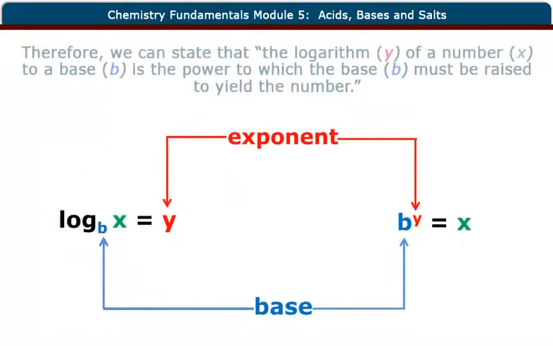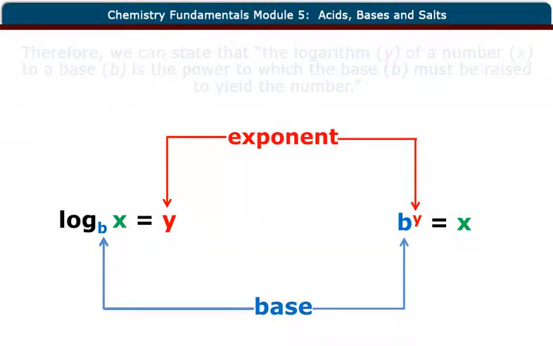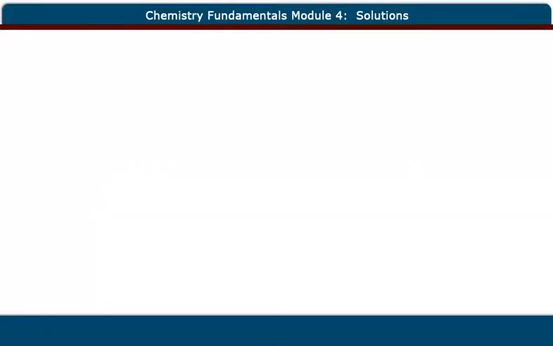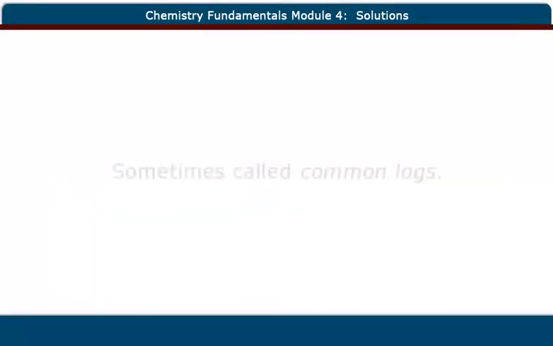Therefore, we can state that the logarithm, y, of a number, x, to a base, b, is the power to which the base, b, must be raised to yield the number. While the base can be any number, we'll be using base 10 for most calculations. These are sometimes called common logs. It's the same concept as before.